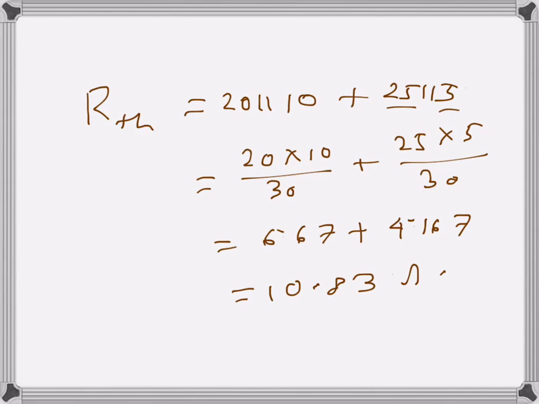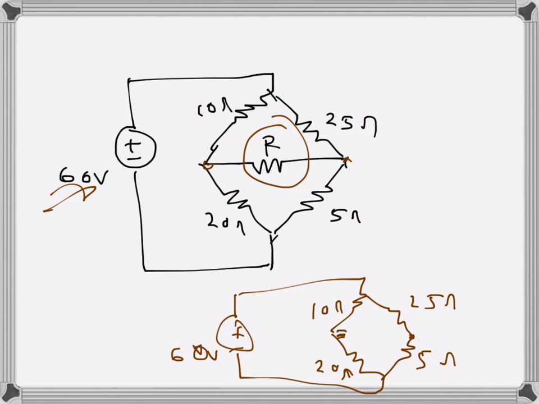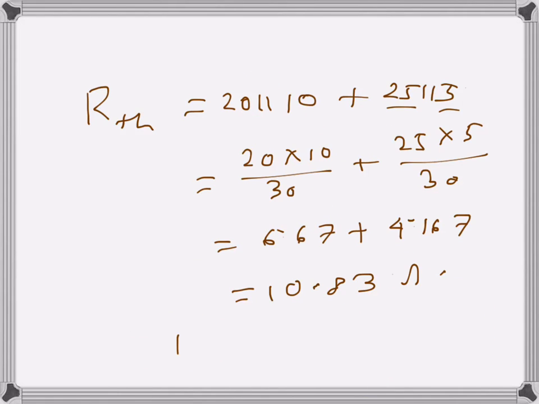This is the value of the line resistance for the resistance R from this terminal. So the value of R has to be the same, so that maximum power is transferred to it. The line resistance and load resistance have to be the same for maximum power transfer. So that's the value of R.